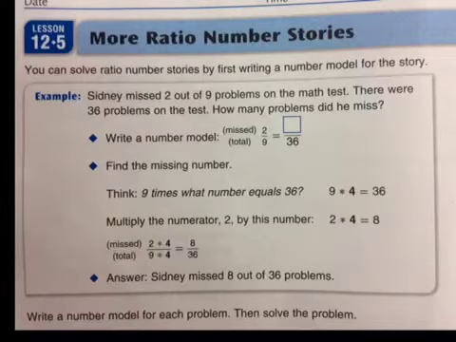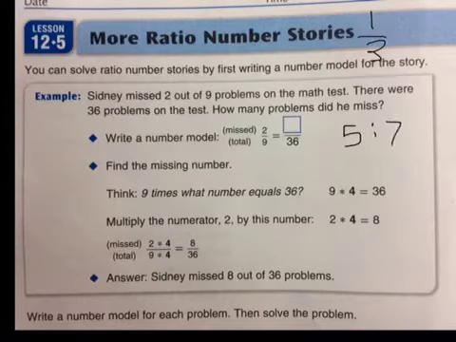Hello boys and girls, here we have lesson 12-5 on page 412 of your math journal. We are going to continue working with ratios. A ratio is a number out of a number, as we've explained before. For example, 1 out of 3 students, or we could also say 5 out of 7 people like apples. These are all ratios. So for every 7 people, 5 will like apples.